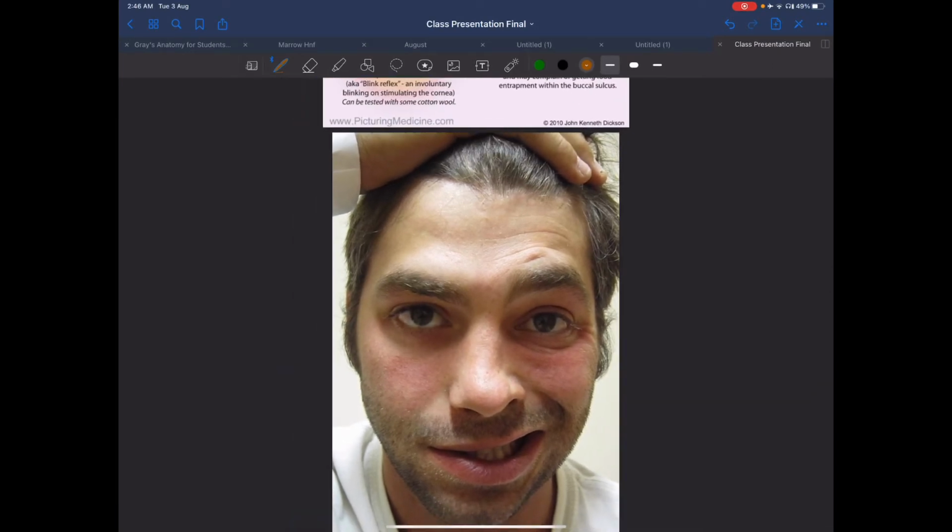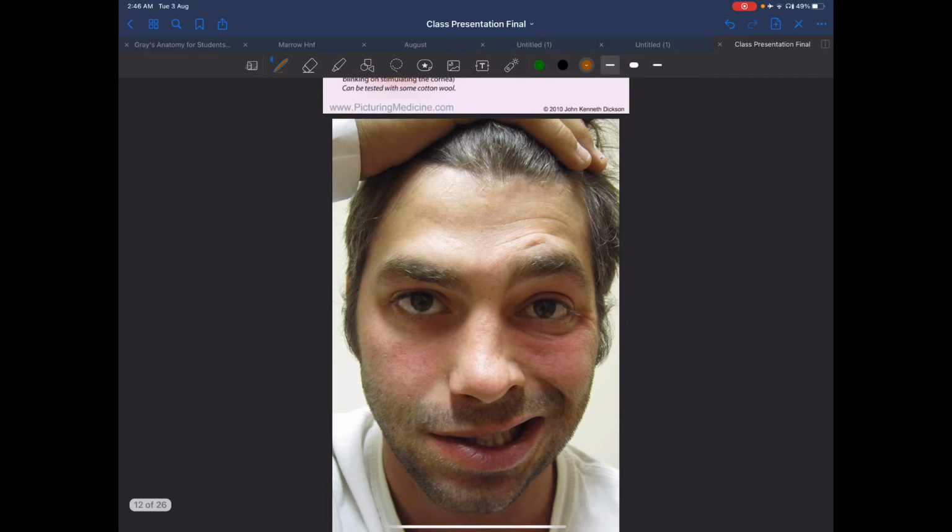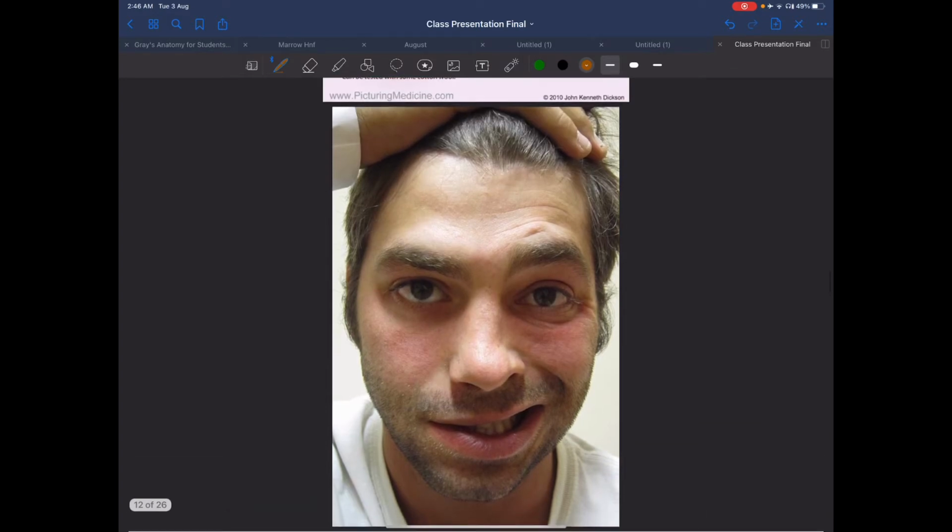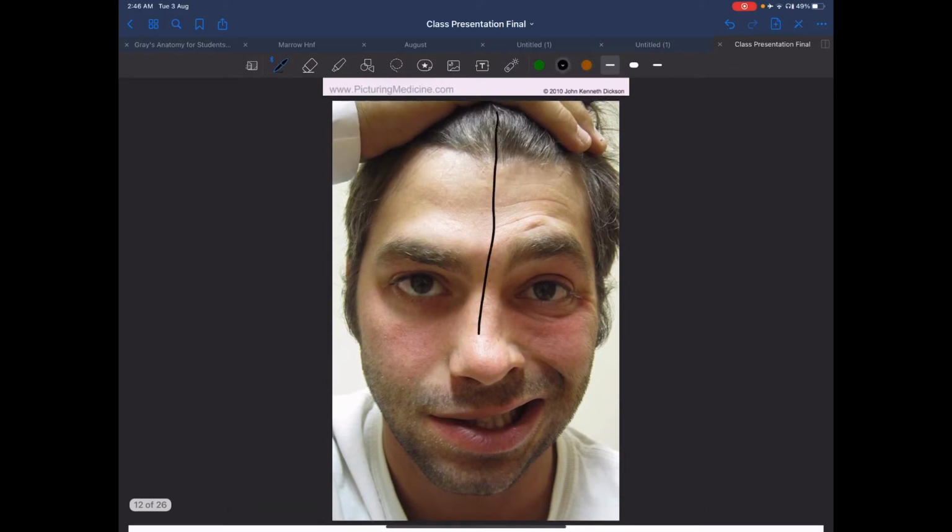Okay, now look at this picture. This is a very interesting case of a lower motor neuron lesion of the facial nerve. Take some time. Try and notice the difference between the two faces, the two sides of the face. Try to see what you can see and try to name them.